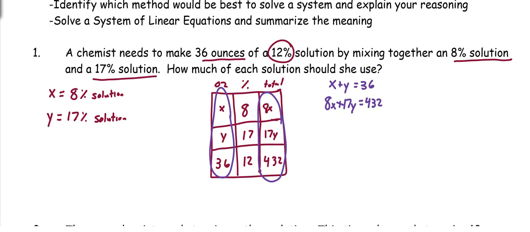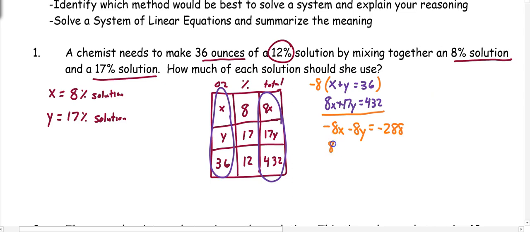I'm going to use elimination. In order to use elimination, I'm going to multiply the first equation by -8 so that my x's can cancel out. So I have -8x minus 8y equals -288. And then I have 8x plus 17y equals 432. When I add straight down, the x's cancel out, and I am left with 9y equals 144. When I divide, y is 16.